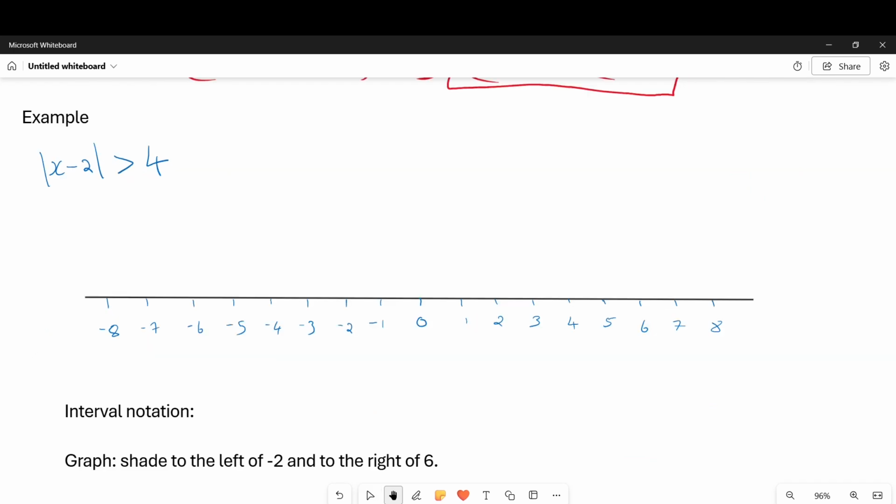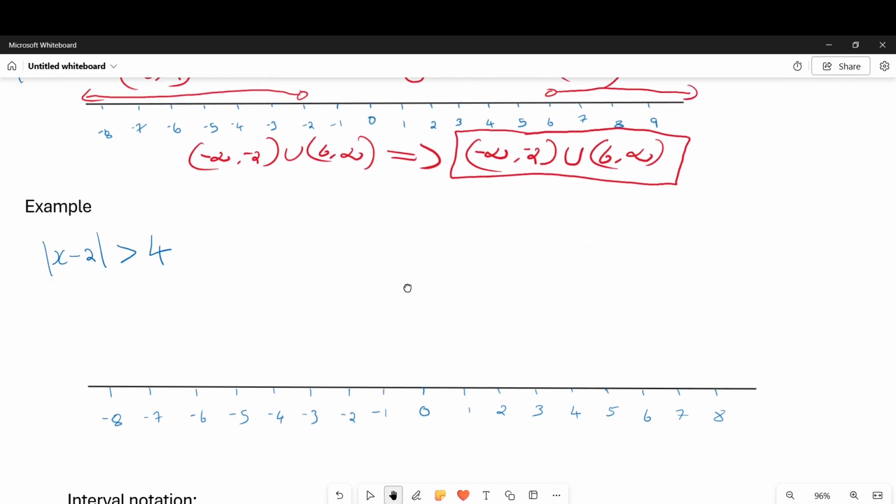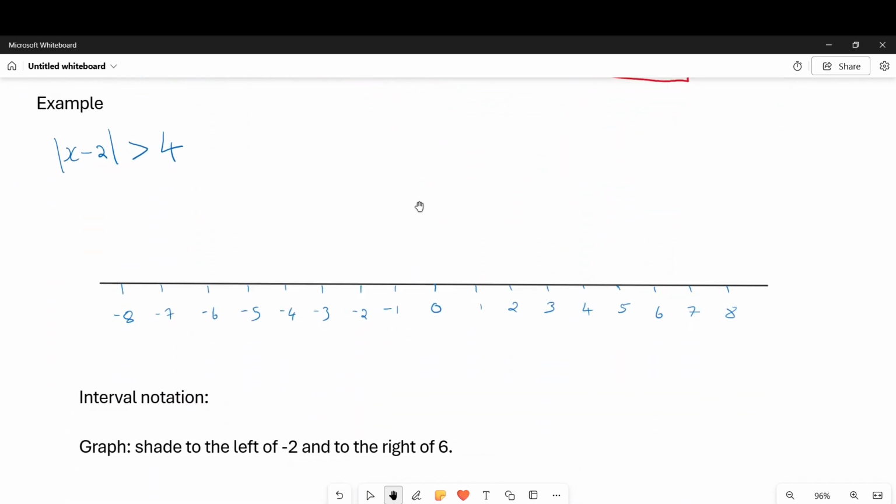Let's see the example again: absolute value of x minus 2 greater than 4. Here we get less than minus 4, because we reverse the sign when multiplying by minus 1 on both sides. I'm jumping directly to this. In this case, I cannot write it as a single inequality, because these are two separate parts.